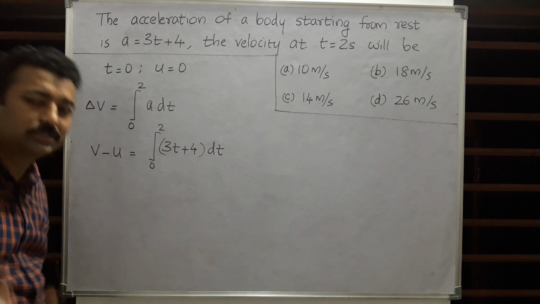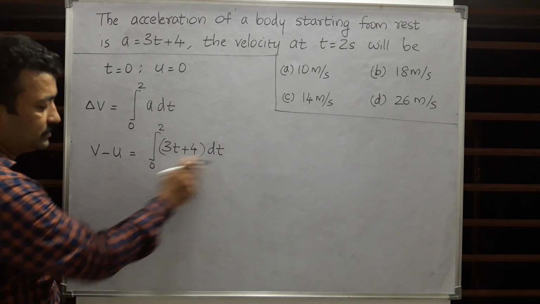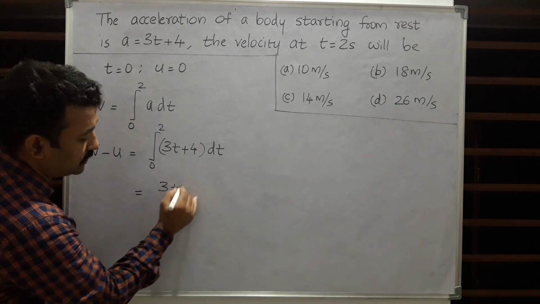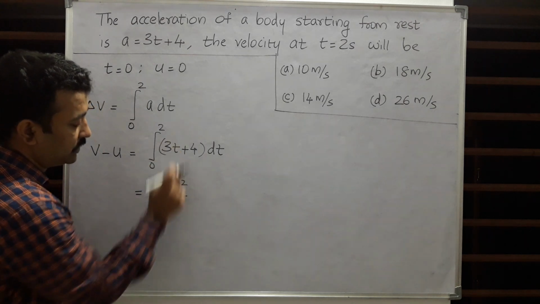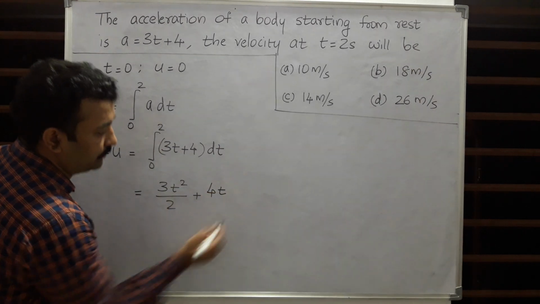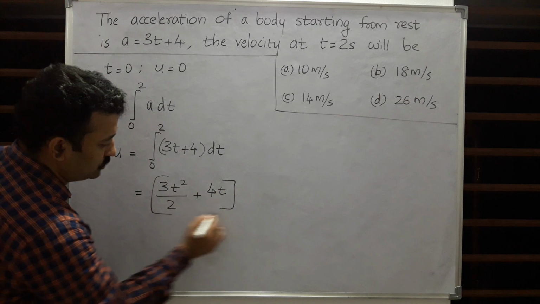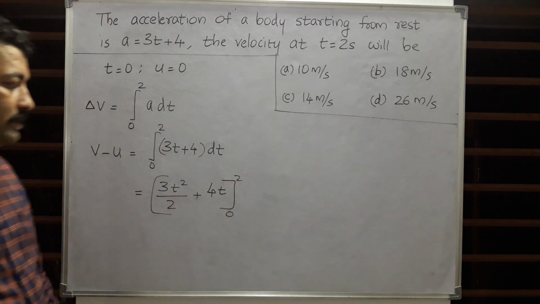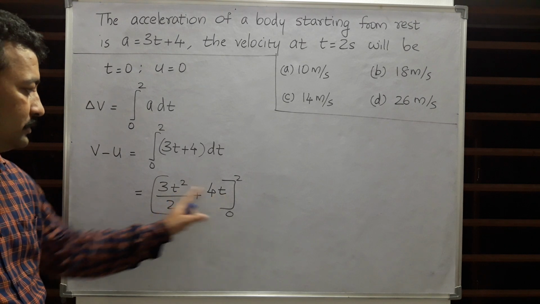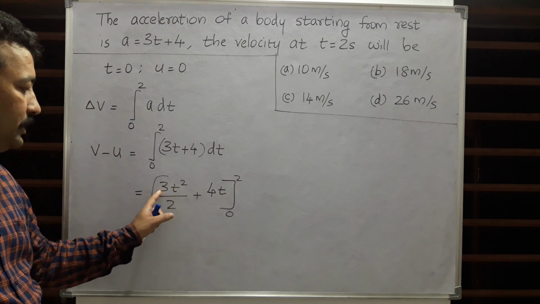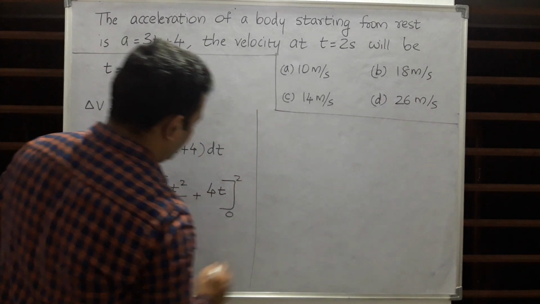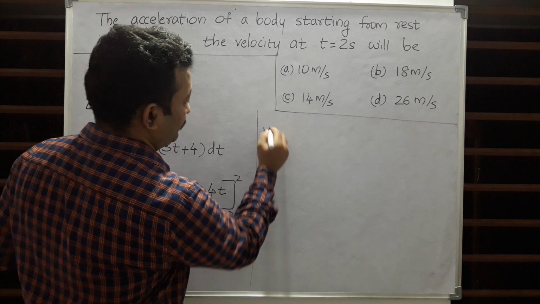Just to check whether you know how to integrate. This is a very linear relation and it is very easy to integrate. That will give you 3t square by 2, plus 4t, within the limits 0 to 2. Substituting the limits, when you substitute 2, t square is 4, 4 into 3 is 12, 12 divided by 2. I'll show the substitution also for those who have some doubts.